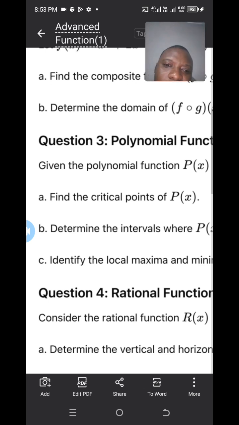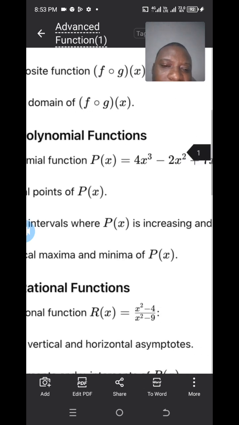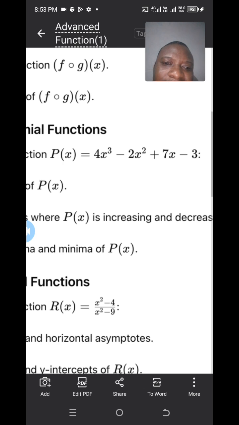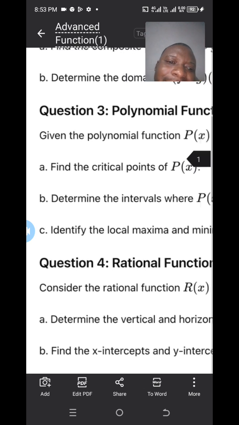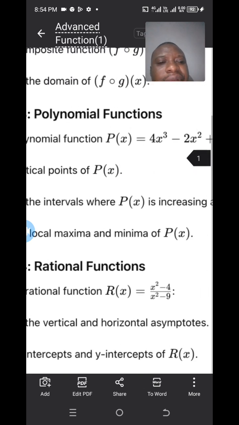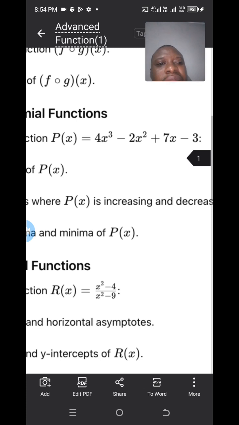So let's go. Number 3. Given the polynomial function p of x, that is 4x cubed minus 2x squared plus 7x minus 3, find the critical point of p of x. So what is a critical point?